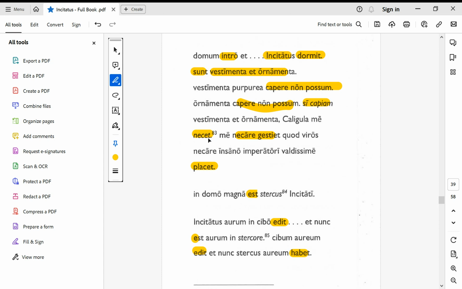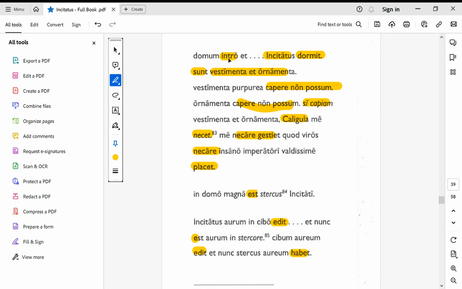Okay. Necet ends with a T, so we see here our subject, Caligula. Subject or verb, it ends with a T, but there is no nominative pronoun here, so there isn't a subject. We just know it's going to be he, she, or it. It's probably going to be Caligula. Let's see. Oh, got another verb right here, necare, to kill. All right. In domo magna stercus Incitati.